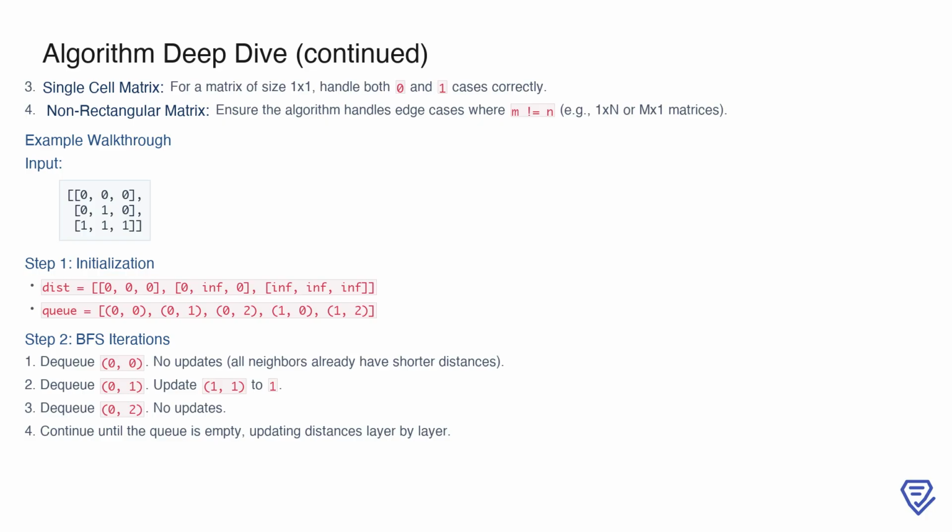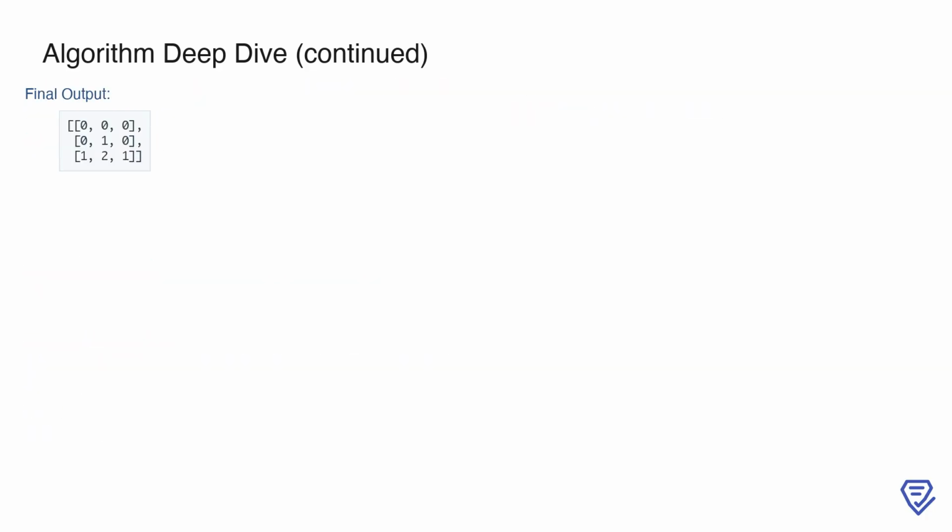During the BFS, we process cells layer by layer. For instance, dequeuing (0, 0) leads to no updates since its neighbors already have shorter distances. Dequeuing (0, 1) updates the distance at (1, 1) to 1 as it's one step away from the nearest 0. The BFS continues until the queue is empty, with distances updated layer by layer. After processing all cells, the BFS completes, and the final dist matrix is [0, 0, 0], [0, 1, 0], [1, 2, 1]. This output shows the shortest distance from each cell in the input matrix to the nearest 0.